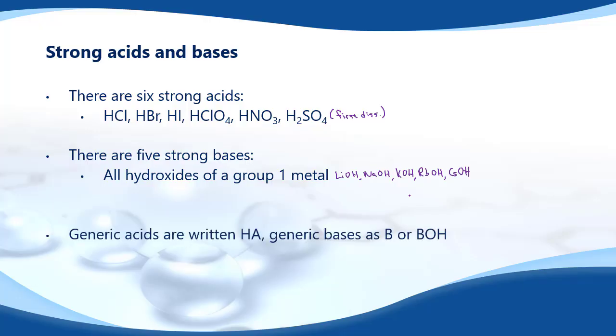Everything else is weak. Now, generically, whenever you see a generic acid in an equation, it'll be written as HA, where A is the negative ion that makes the acid. And generic bases will be written as either B if it's a non-hydroxide base, or BOH if it's a hydroxide base. Right, so you'll see these a lot, and you'll see these on the next slide actually when we cover the different patterns.